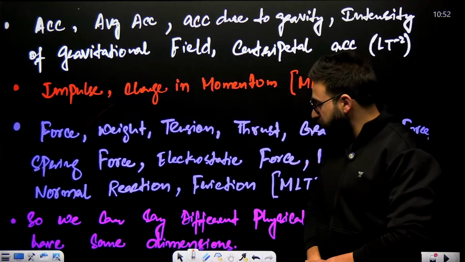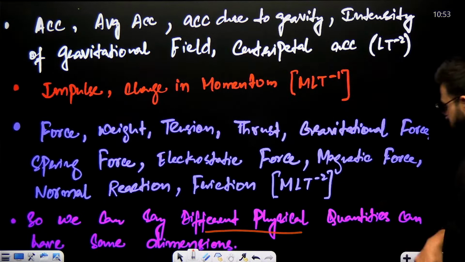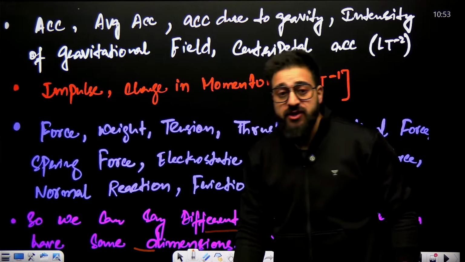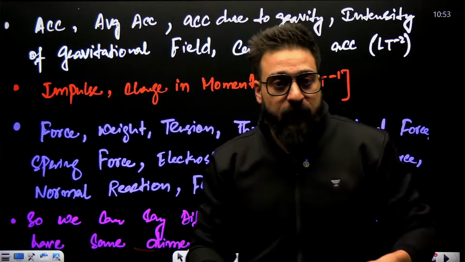So basically, we can have different physical quantities which have the same dimensions. There can be different physical quantities with the same dimensional formula.